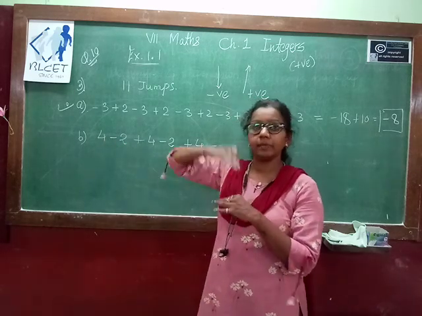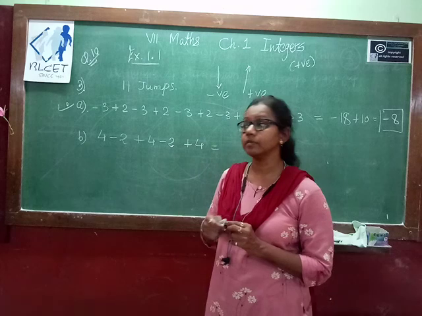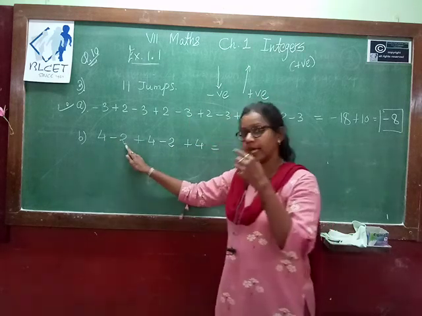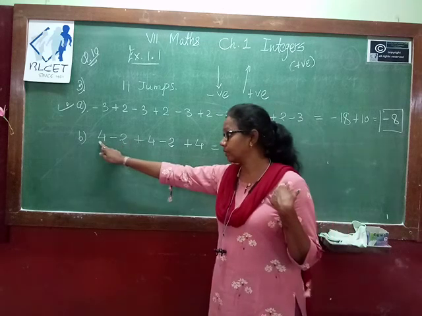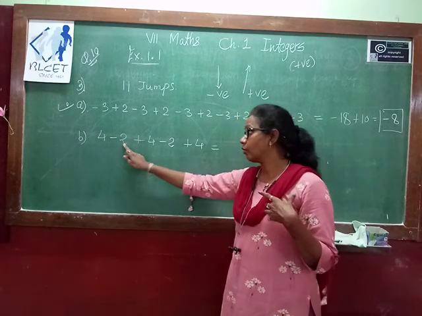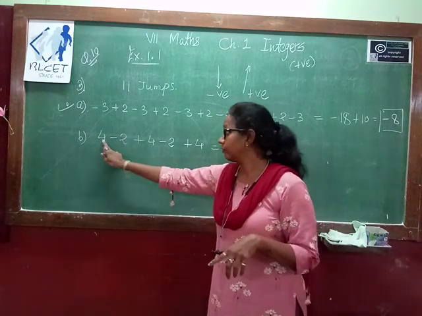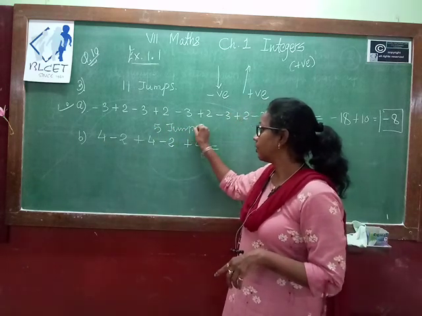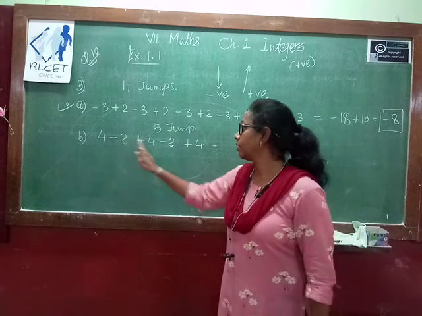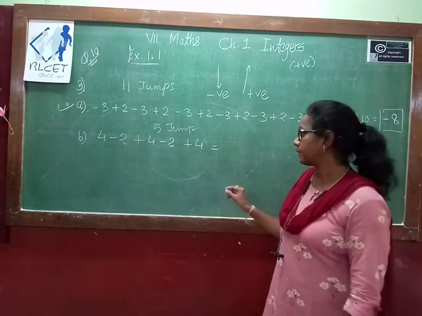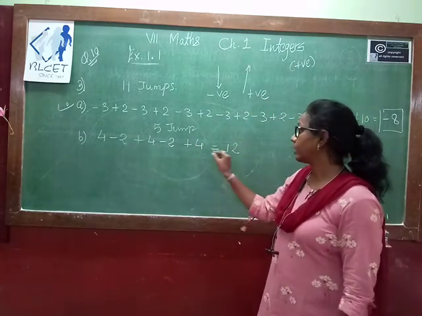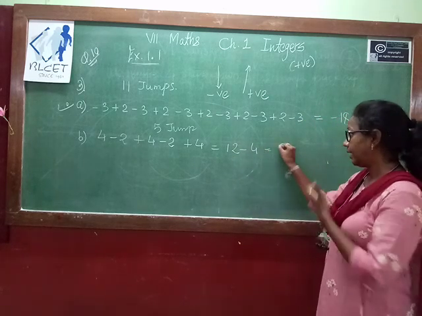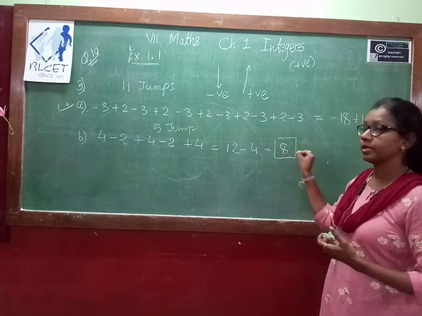Now after drinking water the monkey is coming up, so it comes out. So 4 steps move up, 2 steps move down. When we move up, we represent with a positive sign. Move down, it is represented with a negative sign. So how many jumps? 5 jumps total. So 1 time 4, 1 time 2. So 4 plus 4 plus 4, 3 times repeated. This is 12, and 2 repeated 2 times, minus 4. So what is the answer? 8.